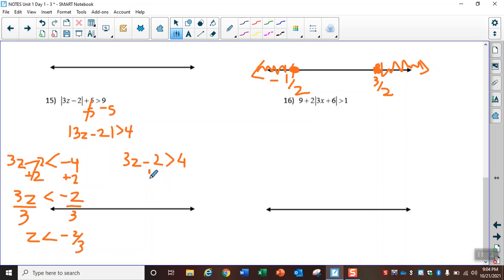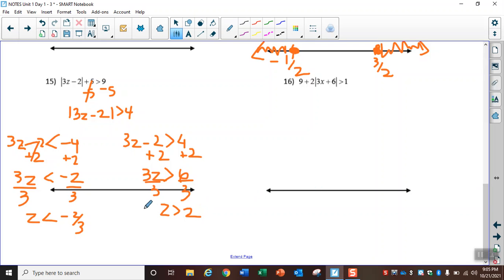All right, so I'm going to do the same thing over here. Add 2, add 2. So I get 3z is greater than 6. Divide by 3, divide by 3. Z is greater than 2.